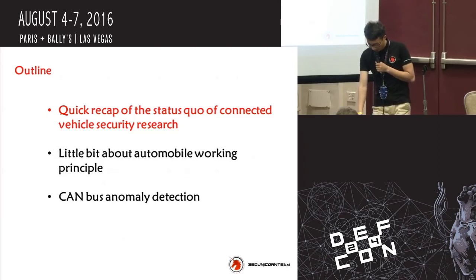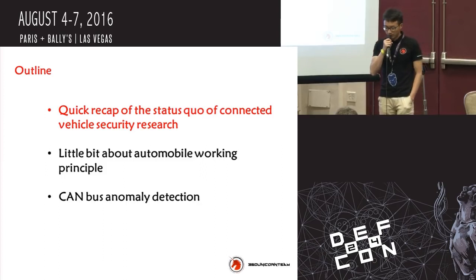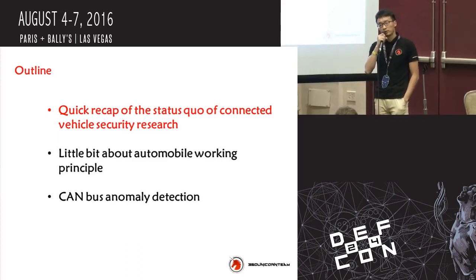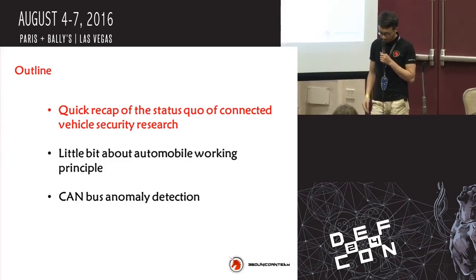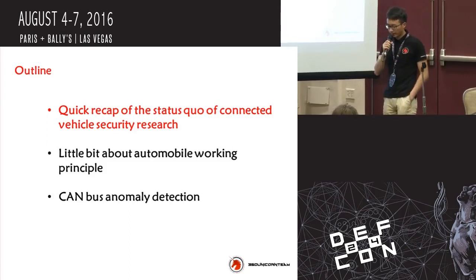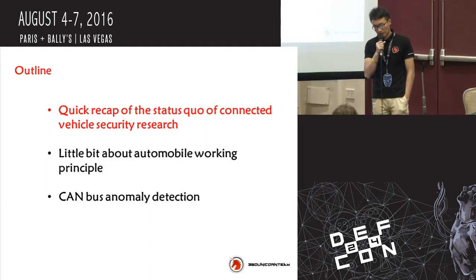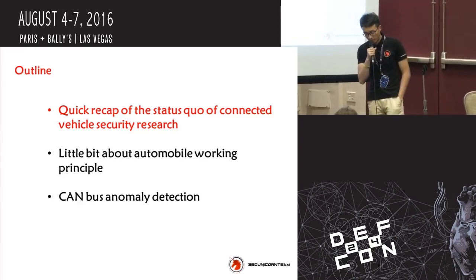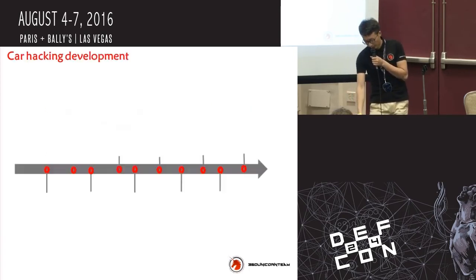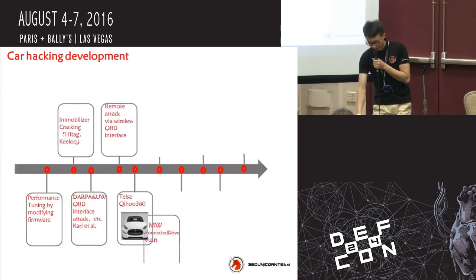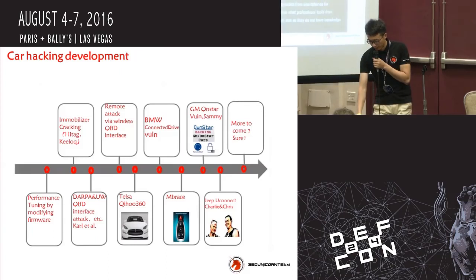So let's get started. The outline of my talk is a quick recap of the status quo of connected vehicle security research. I will use about 20 pages of PowerPoint to explain the current status quo. And then I will talk a little bit about automobile working principles, because I have more of an automotive background, so I want to share with you how a typical automobile works. And finally, I will get to the meat of this talk, CAN bus anomaly detection, which I will explain later.